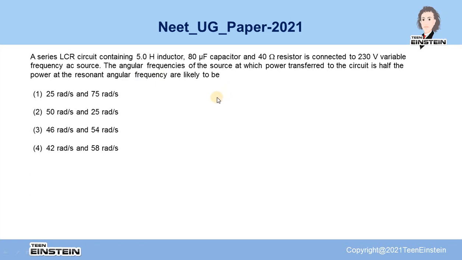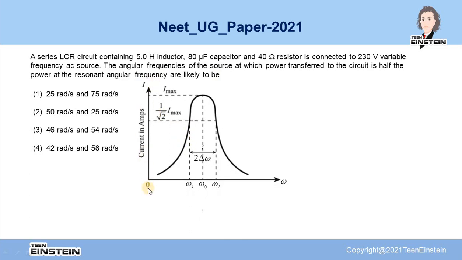So to solve this problem, you should understand the problem from the resonance curve. This is a typical resonance curve where current is plotted against the angular frequency of the source. You can see there is a frequency omega 0 at which the current in the circuit becomes maximum, and this is called the resonance frequency.